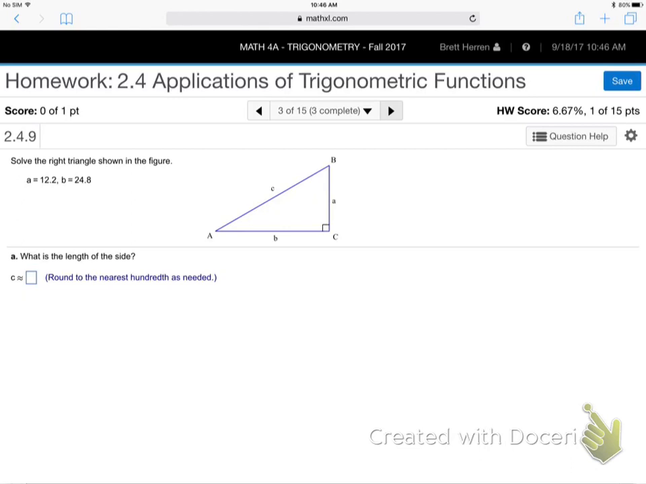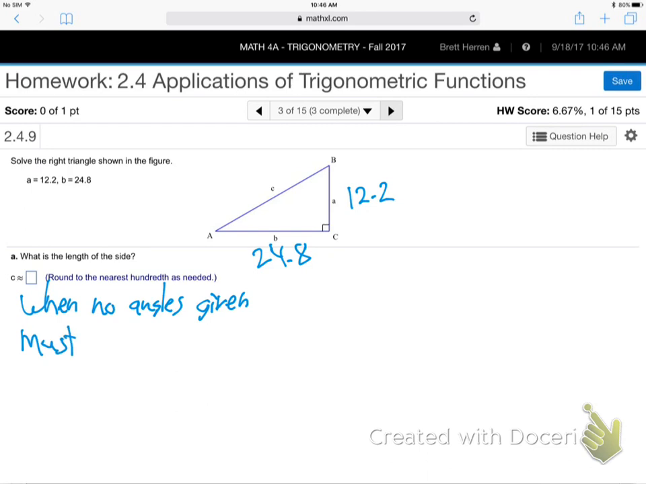So A is 12.2. A over here is 12.2. B is 24.8. Okay, so this one's a little different because they're not giving me any angles. So let me write you a note about that. When no angles are given, you must start with inverse sine, inverse cosine, or inverse tangent to find an angle.